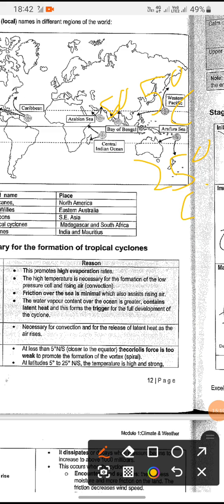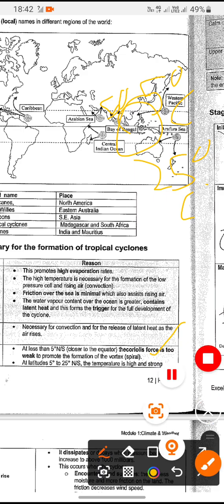So for this tropical cyclone to occur, it needs that Coriolis force in order to promote the spiraling. And at this latitude, the temperature is very high. At the equator, temperature is very high, so it's easy for mid-latitude systems to form.